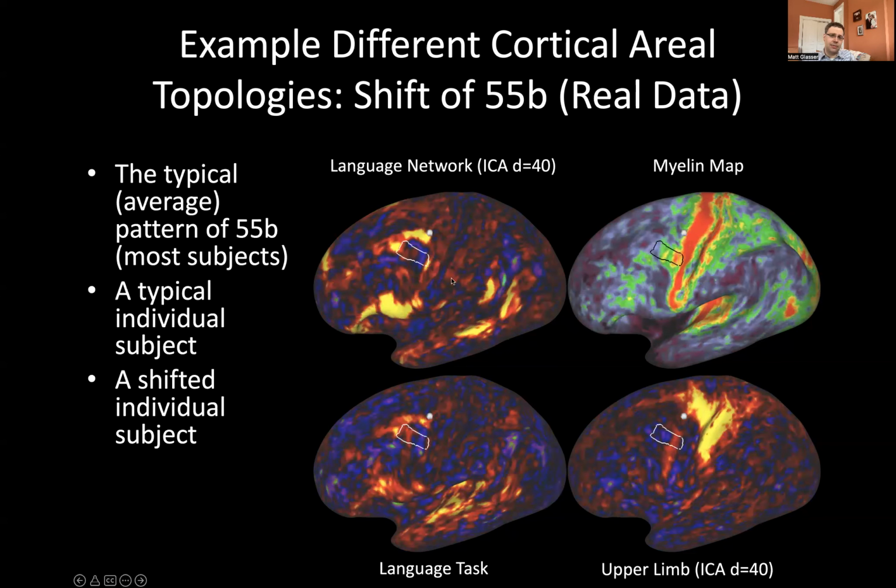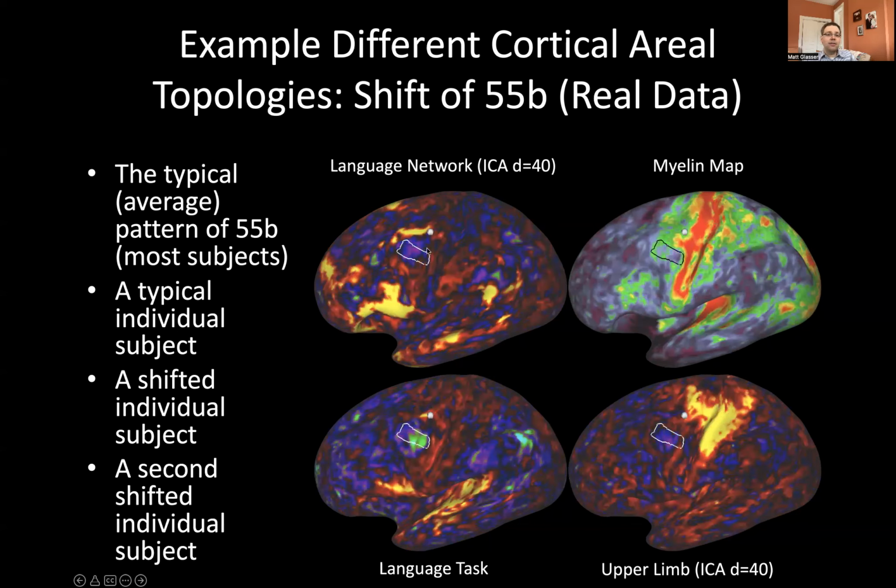But here's an atypical subject, pointing toward this white dot here, where the language connectivity and activity have shifted up. And the light myelin is actually up here, and the higher myelin is in the expected location of 55B. Here's an additional shifted subject, the same thing, where we've got language connectivity and language activity up here near this white dot instead of in the expected location.